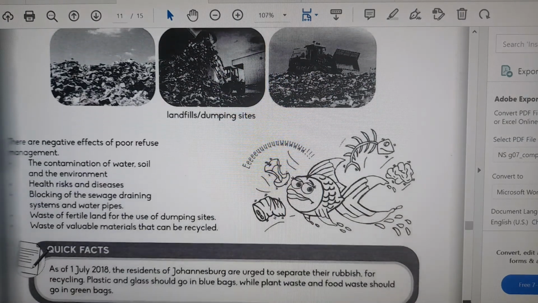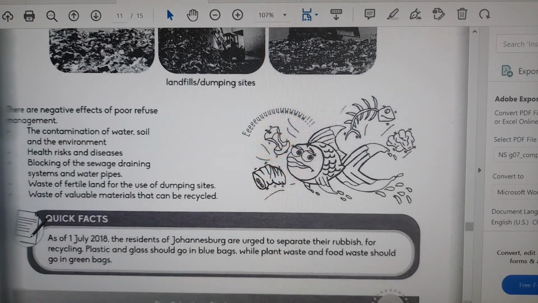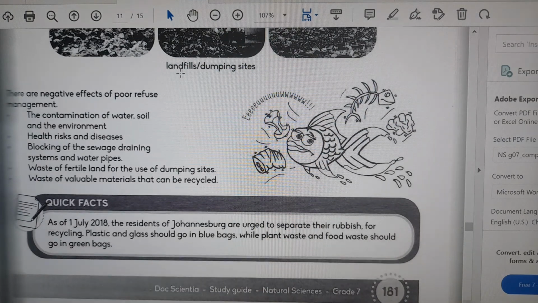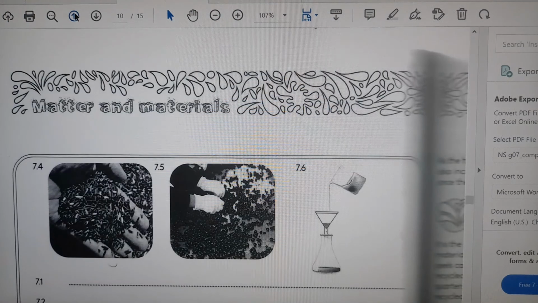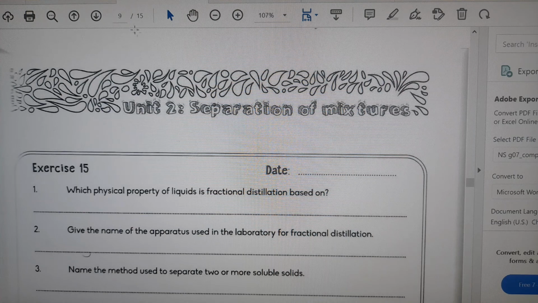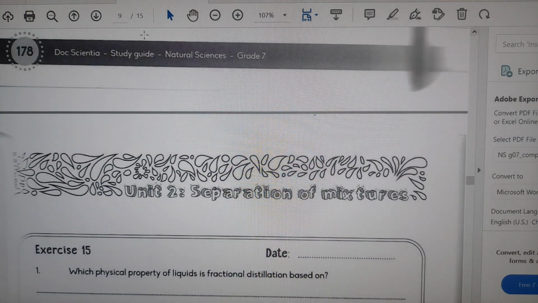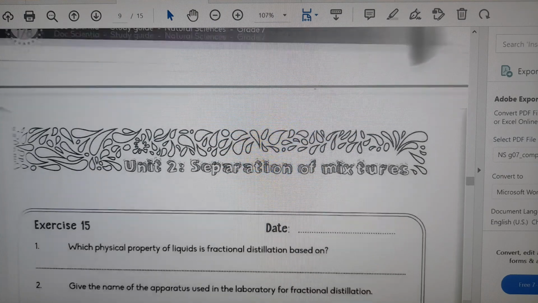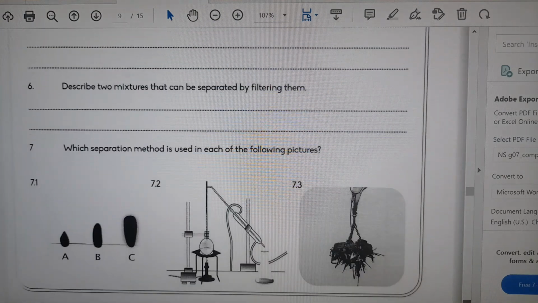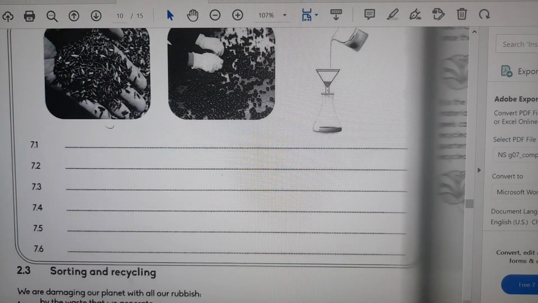Okay, so you need to know these negative effects of poor refuse management, and this brings us to the end of our lesson today. So you can go back to page 179, exercise number 15, and you can start with that exercise from number 1 up to number 7.6. Please write on the worksheet that will be given to you. Thank you.